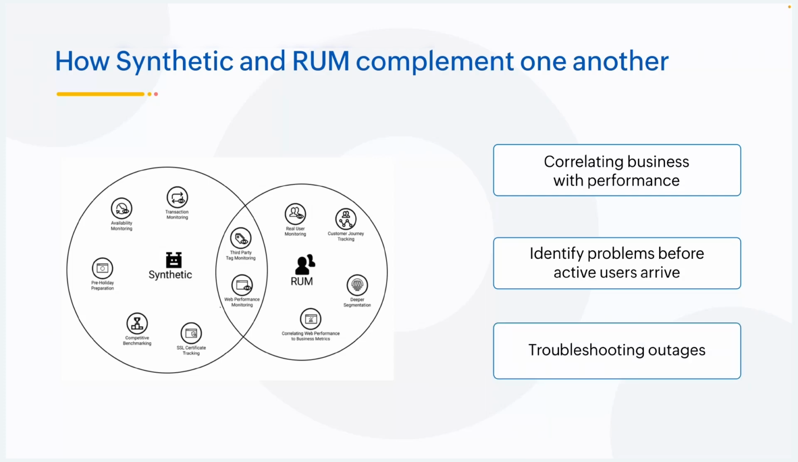Thirdly, it will help you troubleshoot performance outages. Combining synthetic and RUM data can make troubleshooting quicker and easier. When synthetic tests fail to trigger a particular alert, data gathered from RUM will show you the real-time impact on end-user experience.